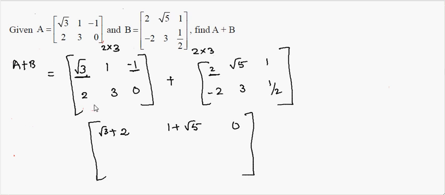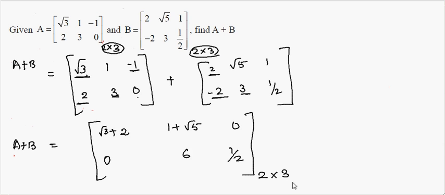You have to just select the corresponding element and add. The corresponding element of 2 is minus 2, so it will become 2 minus 2, that is 0. The corresponding element of 3 is 3, so it will become 6. 0 plus half. So corresponding elements should be added. When you check the order of the summation matrix, it will also be the same. It will have 2 rows and 3 columns. So whatever order you take for the individual matrices, the same order will be there for the summation matrix. I hope this is clear.